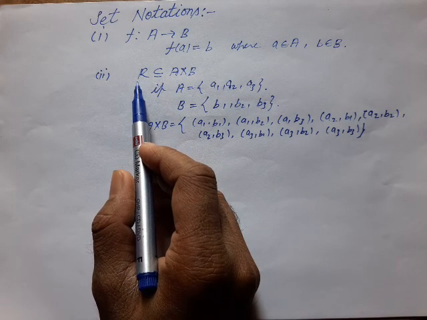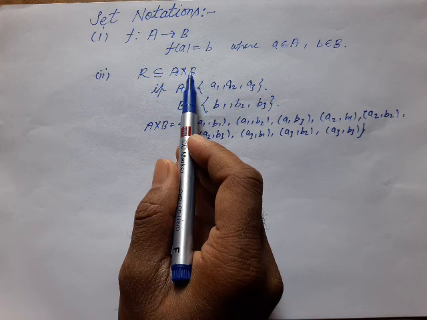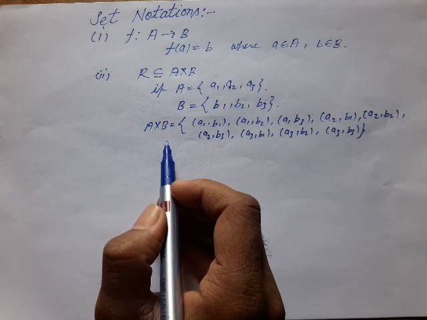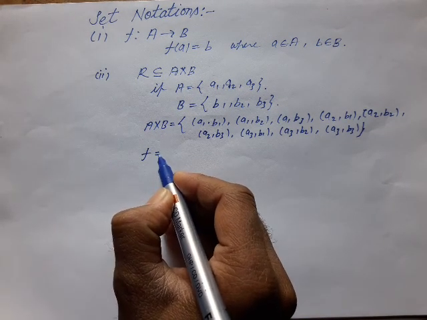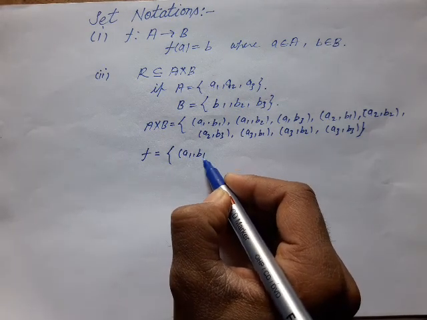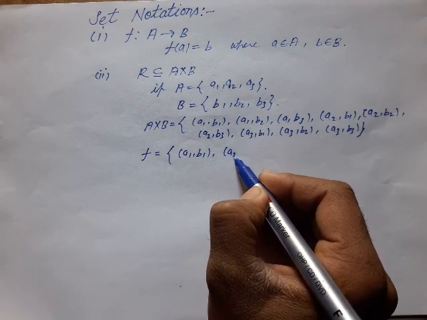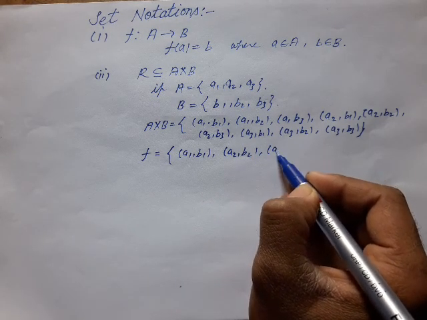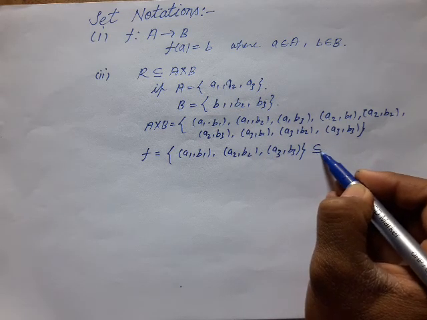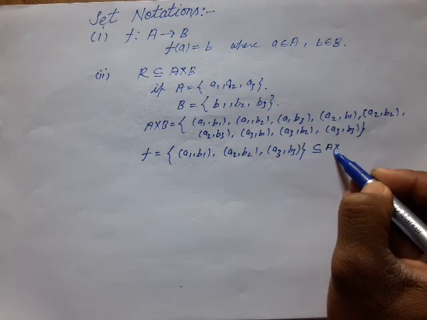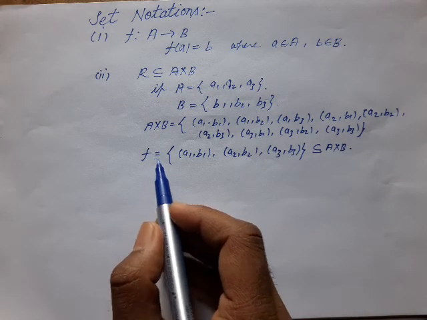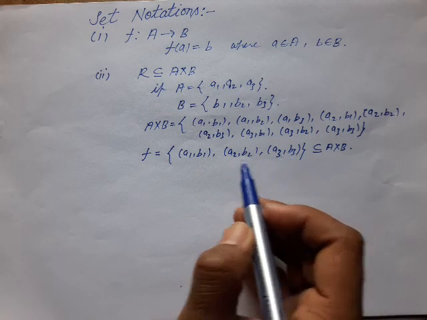As I said, a relation R is a subset of A cross B, and a mapping from A to B is also a relation from A to B. So suppose f is a mapping defined as (a1, b1), (a2, b2), (a3, b3). You can see that this is a subset of A cross B. So this mapping is also written in terms of ordered pairs.